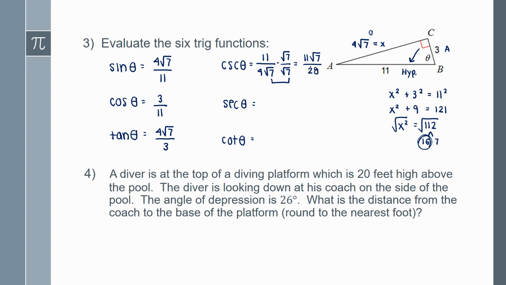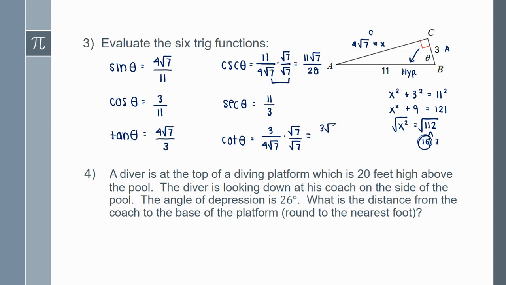The numbers that are outside of the radical, the 11 and the 28, don't simplify any further, so that's my final answer. But if that was like a 10 on the top, we would have to simplify and reduce the fraction. Secant is just the reciprocal of cosine, so that would be 11 over 3. And then cotangent is the reciprocal of tangent, so that becomes 3 over 4 root 7, which once again, I don't want that radical in the denominator, so I'm going to multiply both the top and the bottom by the square root of 7.